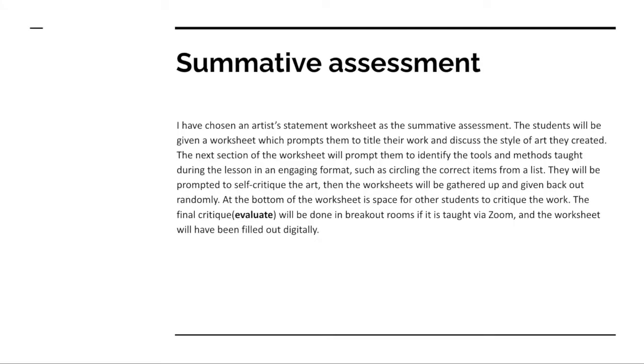And then the summative assignment will be an artist statement worksheet. So at the end of the assignment, they'll be titling their work and discussing the style of art, so still lives. They'll identify the tools and the methods that they learned in the lesson and be able to talk about that. And then they'll give a little self-critique for themselves, as well as critiquing each other. They'll mix up the worksheets and be able to walk around and critique each other, or if it was in Zoom, they'll use breakout rooms.